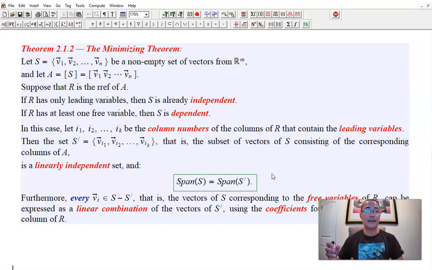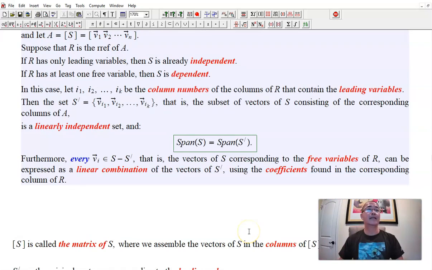So starting with a dependent set, we extract a subset of the set, which is linearly independent. And the span of this subset S prime is the same as the span of the original set, S. Furthermore, every vector in S minus S prime, in other words, the vectors of S corresponding to the free variables of R, can be expressed as a linear combination of the vectors in S prime, using the coefficients which are found in the corresponding columns of R. Okay, so that part is new. We're going to see that in our example.